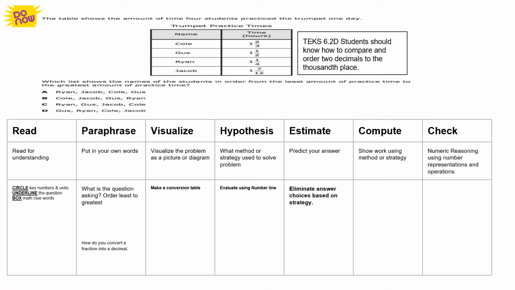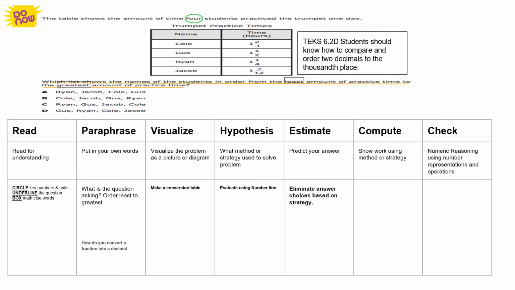The first thing we want to do is circle key numbers and units. The first thing I will circle is the word 4. Next, I would underline the question: Which list shows the names of students in order from least amount of practice to the greatest amount of practice time? The next thing I would want to do is box in math clue words. First, I will box in least, then I will box in greatest.